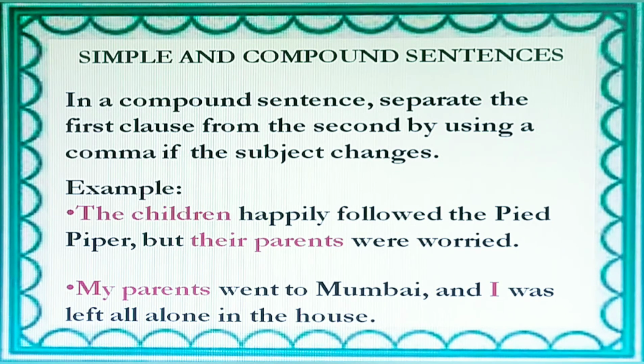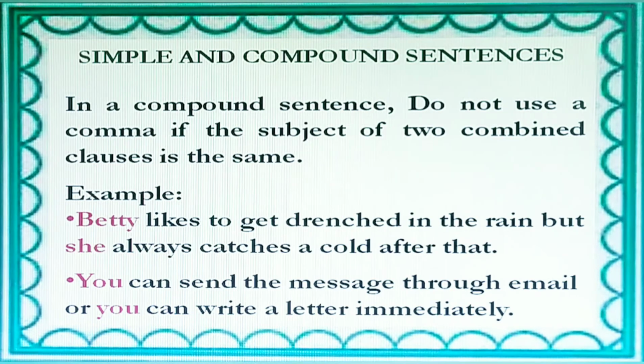Example, the children happily followed the Pied Piper, but their parents were worried. My parents went to Mumbai and I was left all alone in the house. In both the examples, you will see that the subject is not the same, so we have used a comma after the first clause. In a compound sentence, do not use a comma if the subject of two combined clauses is the same.